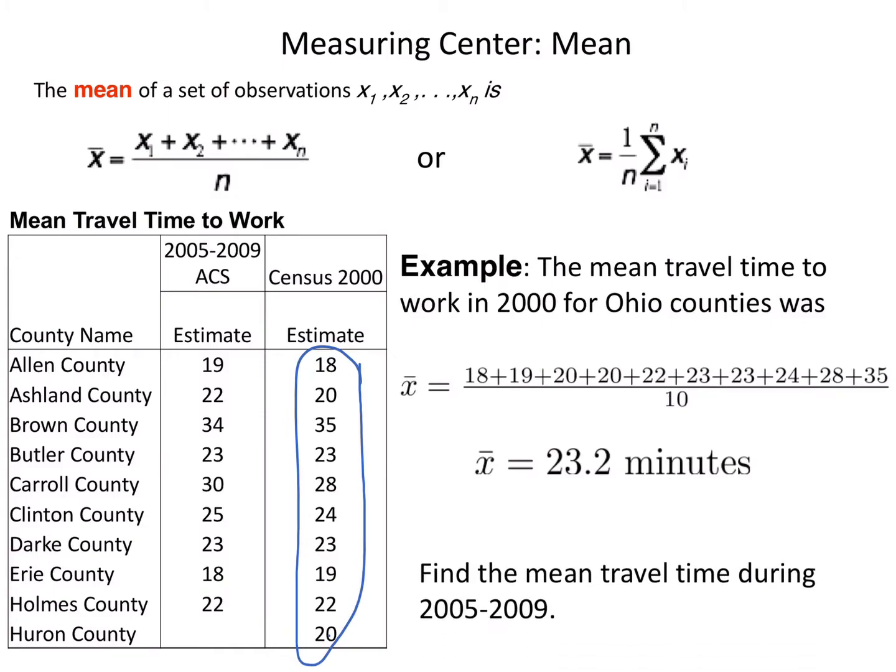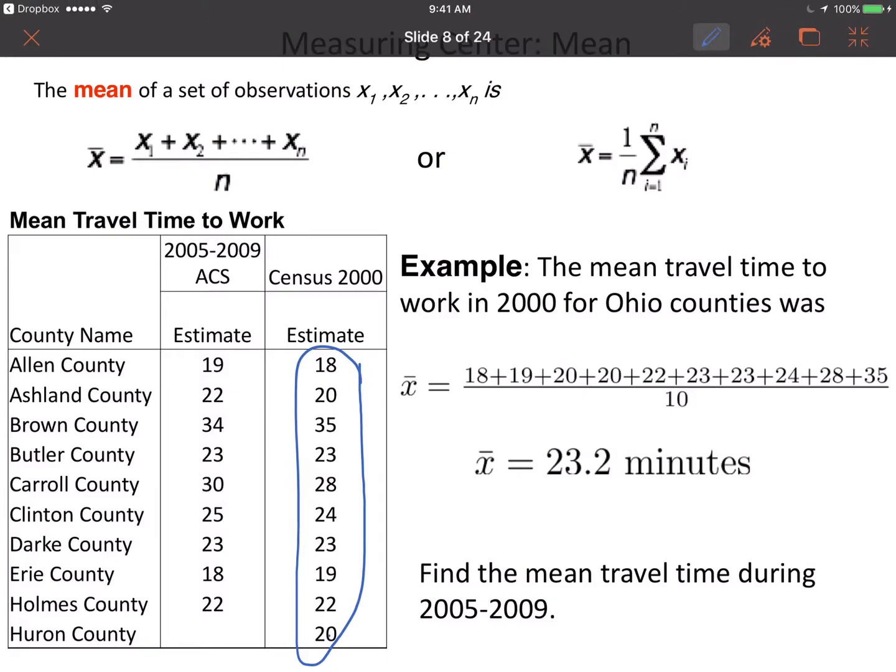You try finding the mean travel time during 2005 to 2009. So that's the first column there. There are only 9 observations, so make sure you're dividing by 9. Go ahead and pause the video and try to find that number by yourself.